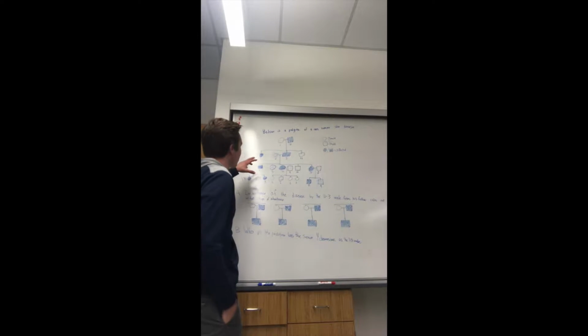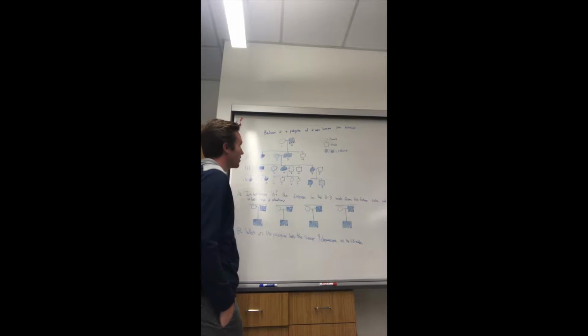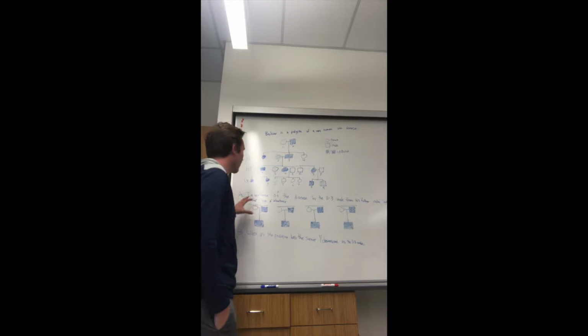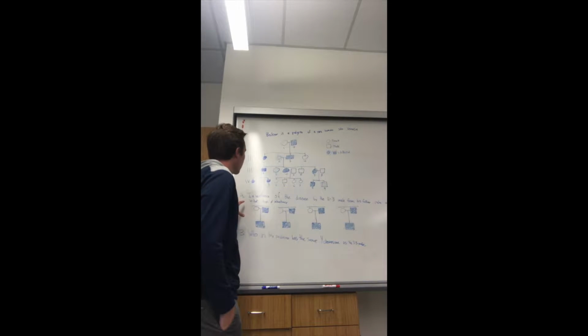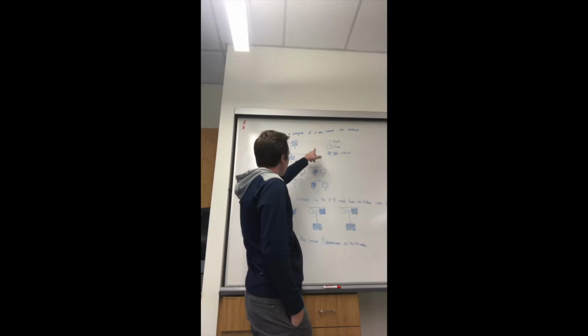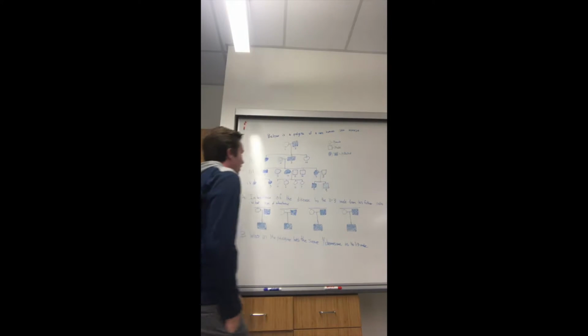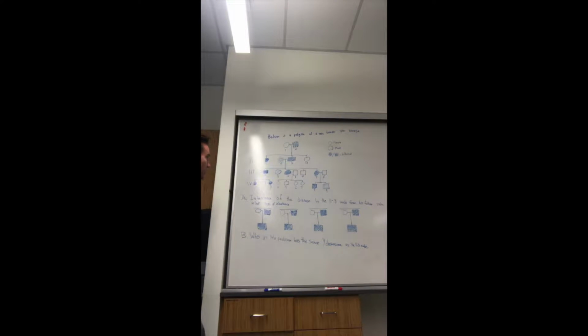So here's problem number one. It says below is a pedigree of a rare human skin disease. Yeah, this whole thing. And so basically the circle means female, the square means the male, and if it's shaded in, it means that they're affected with the disease.